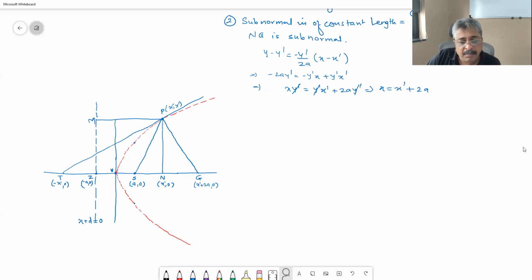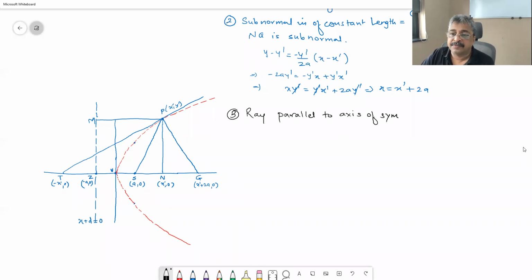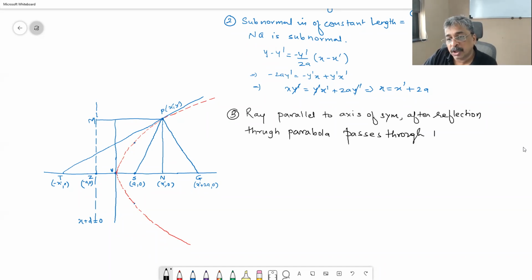Property number 3. A ray parallel to the axis of symmetry of the parabola, after reflection through the parabola, passes through the focus.